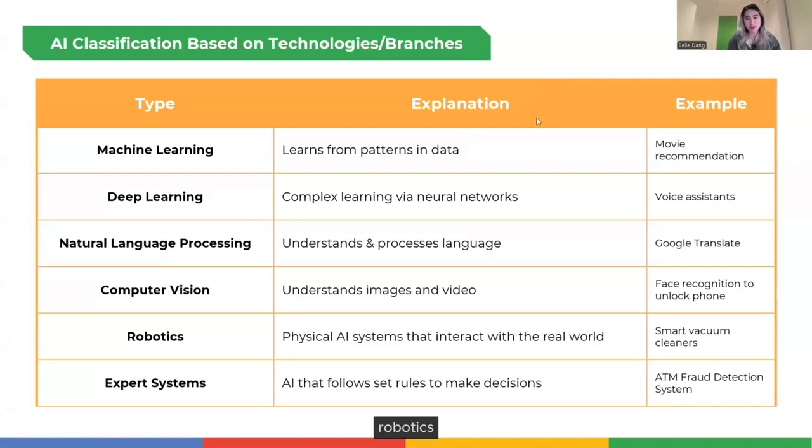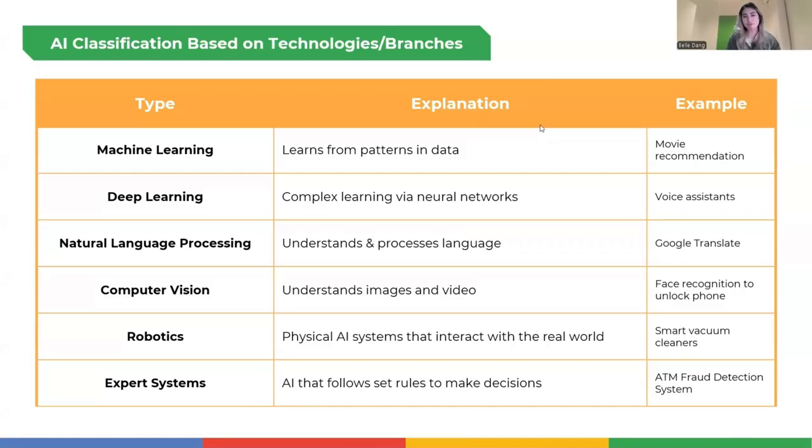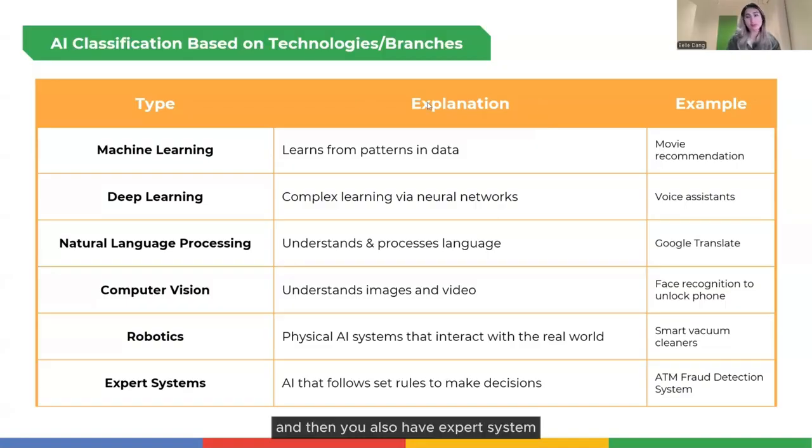Robotics, I think the mechanism is that this embodies physical function, but it can have an AI system underneath that enables it to interact with the real world. It will be more like the defined rules of how the robot should act. And then you also have expert systems, and these operate based on predefined rules to make decisions, such as detecting ATM fraud.